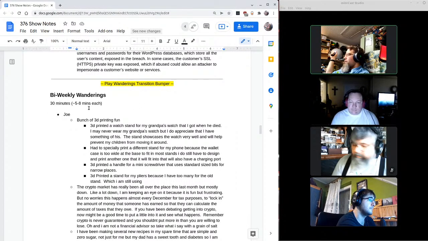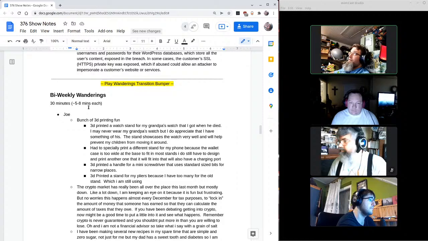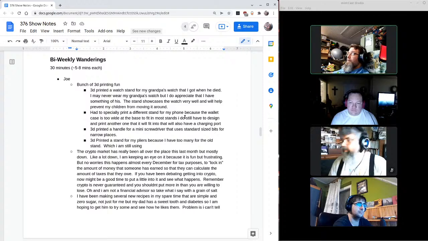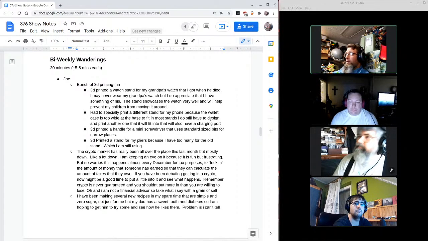First up in our bi-weekly wanderings, I've done a bunch of 3D printing. I 3D printed a watch stand for my grandpa's watch that I got when he passed. I may never wear my grandpa's watch, but I do appreciate that I have something of his. The stand showcases the watch very well, and it'll help me prevent my children from moving it around. I like the watch. It's a lovely gold watch. It actually is solar powered or light powered. And I 3D printed the stand for it, and it's going to go up on my mantle once all the Christmas stuff comes down from the mantle.